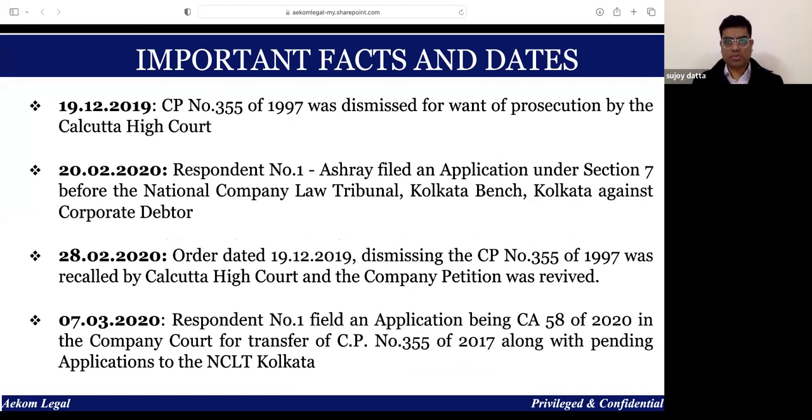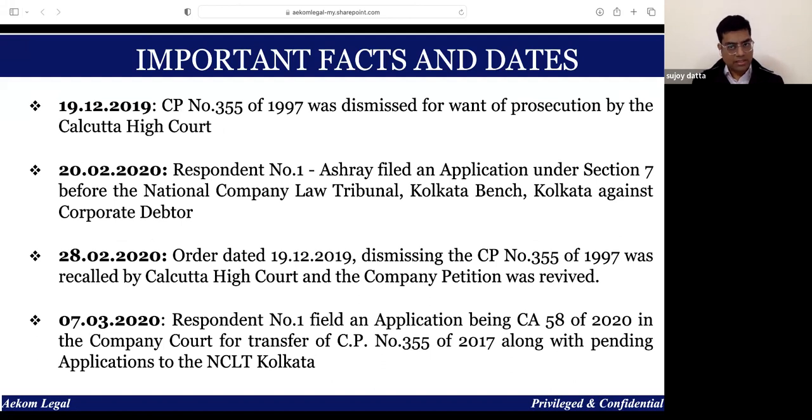This order was confirmed by the Supreme Court even. The SLP was dismissed. Thereafter, the company petition, the winding up petition, was dismissed for want of prosecution. After the company petition ended, Ashray immediately filed a Section 7 financial debt petition before the NCLT Kolkata. After this petition was filed, the winding up petition was revived because the party approached the court saying they had been unable to appear because of such and such reasons. Please revive the proceedings. And the petition stood revived.